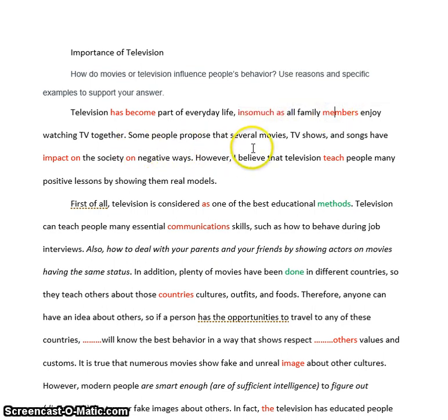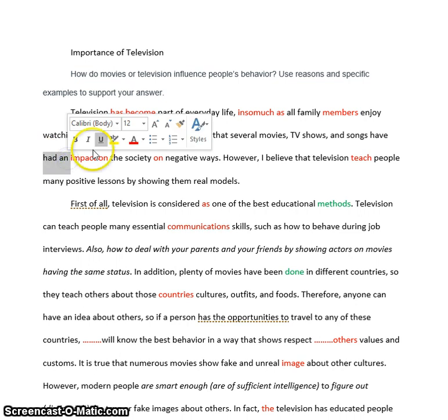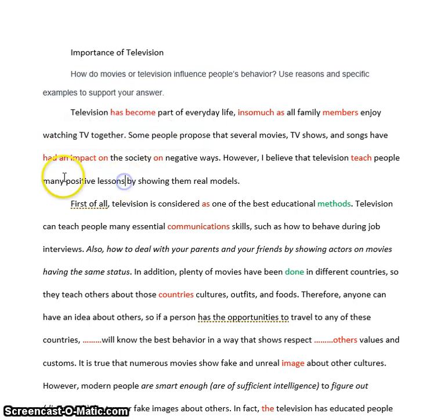Some people propose that several movies, TV shows and songs have impact on the society on negative ways. So have, had, I'm sorry, have had an impact. Again, we're using the present perfect. Have had an impact on the society.